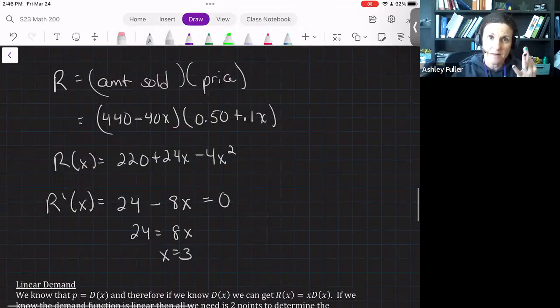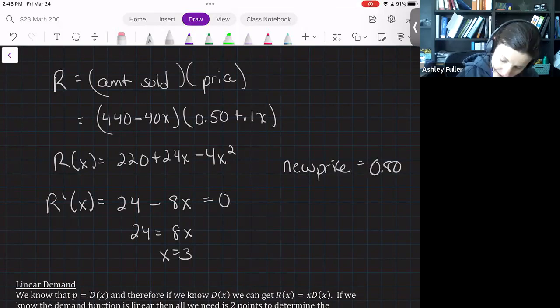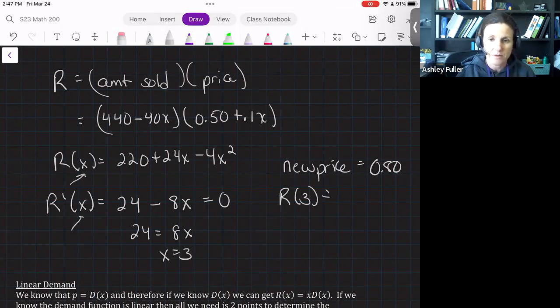The price 3 times by an increment of 10 cents. So my new price is going to be 80 cents. And my actual revenue, then I can plug into this function. Remember, my revenue is based on the number of times I raise the price. I'm going to sell 320 donuts and my revenue will be $256.